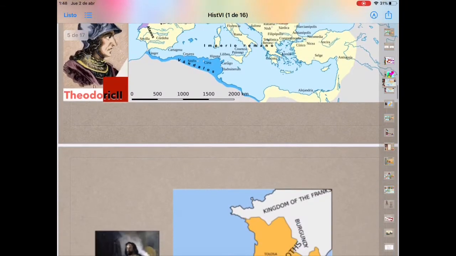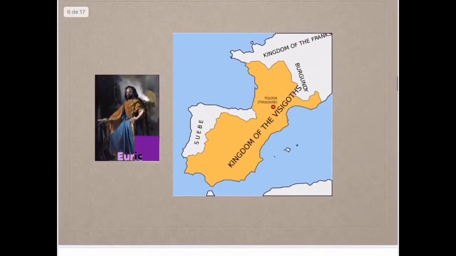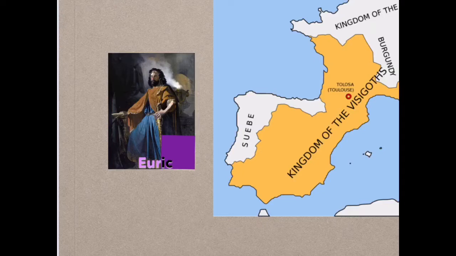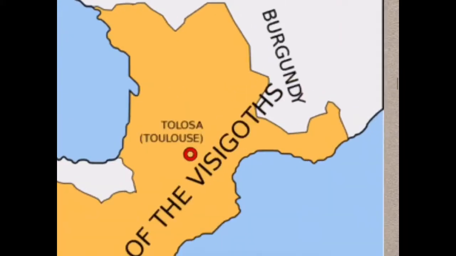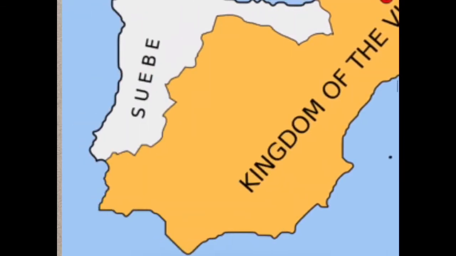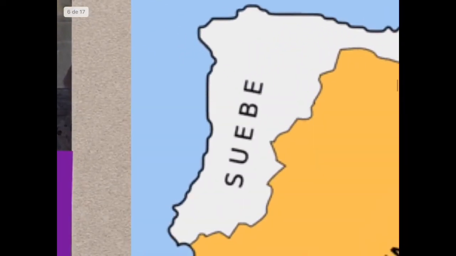After Theodoric II lost this battle at the hands of Rome, the next Visigothic king, Euric, lived by the time that the Roman Empire fell. He lived when Odoacer defeated Romulus Augustus, and then he expanded the Visigothic territory all the way down to the Hispanic Peninsula, all the way towards Spain, except for this part that belonged to the Suevians until the 6th century.